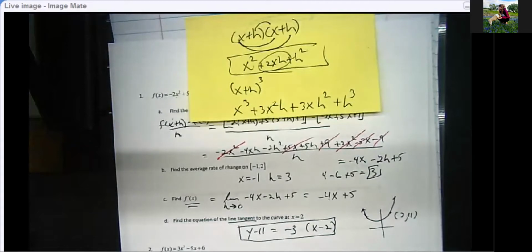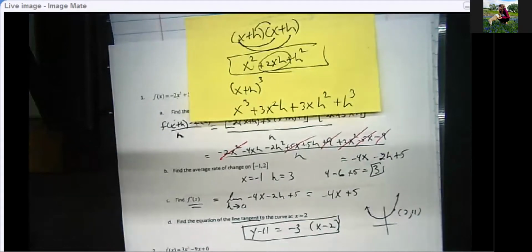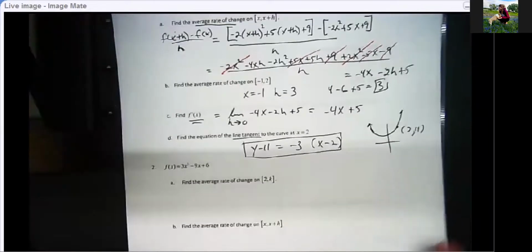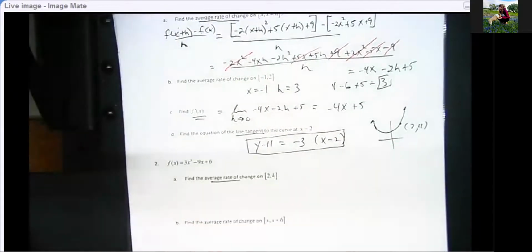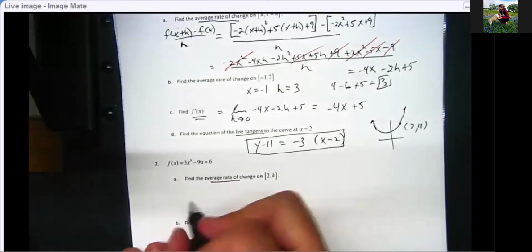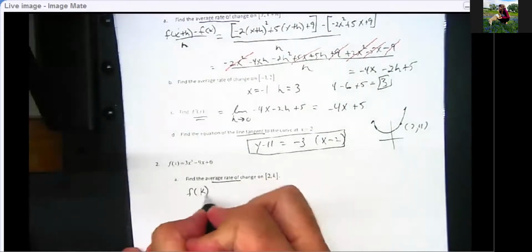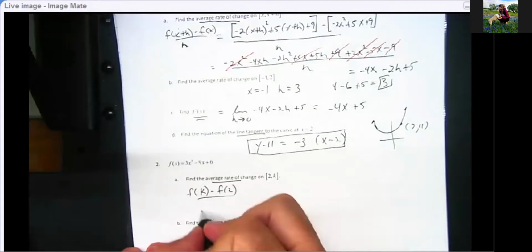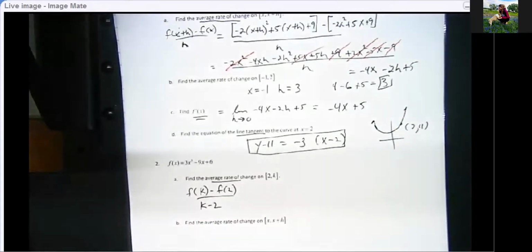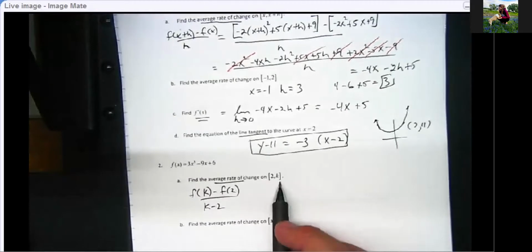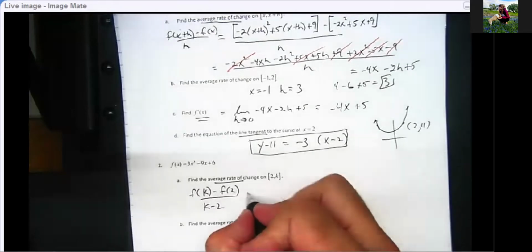All right, you guys ready? So off we go. Ready or not, here we come. So I want to find the average rate of change from 2 to k. Now, that means I'm supposed to find f of k minus f of 2 over k minus 2. It says find the average rate of change between those 2 points. That's just find the slope. And that's an average because I don't know where k is, so it's just 2 points.